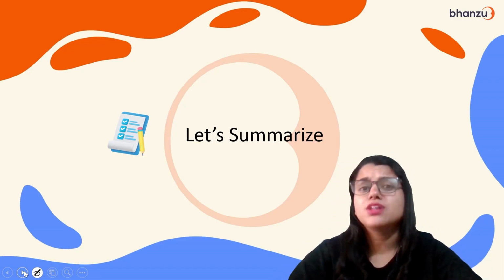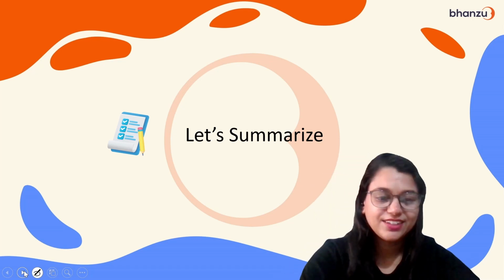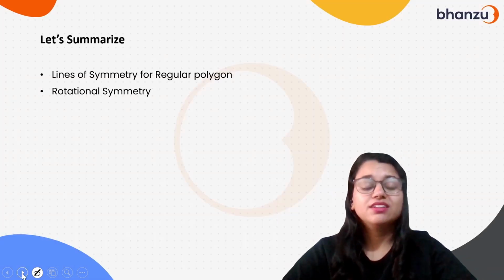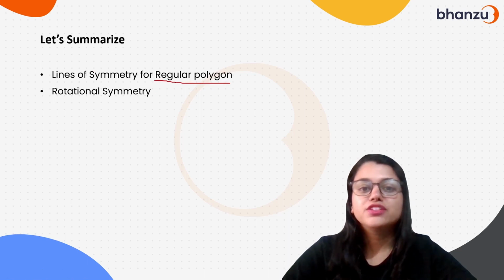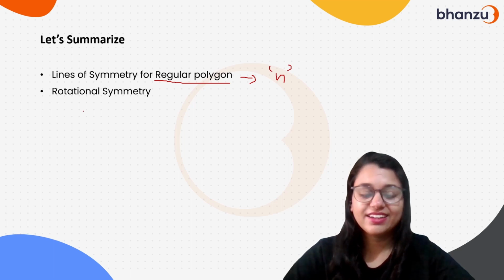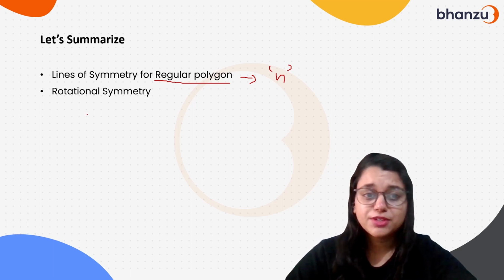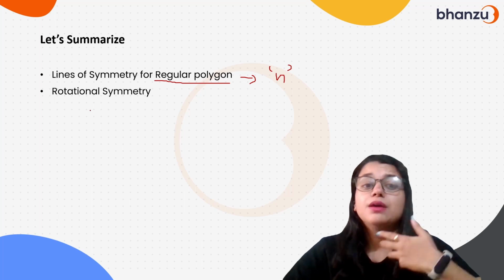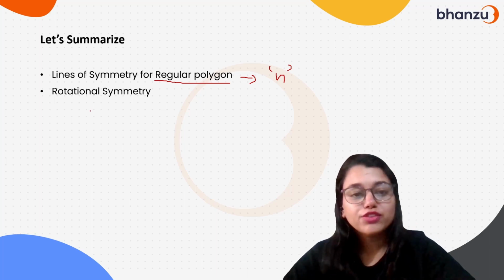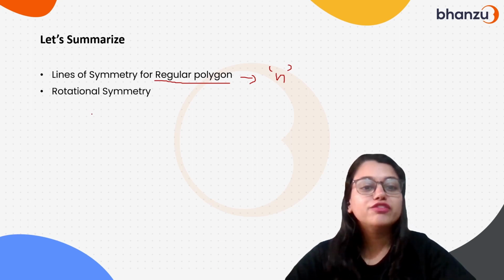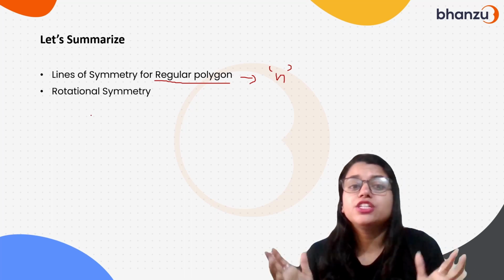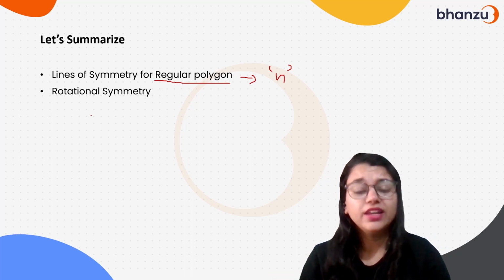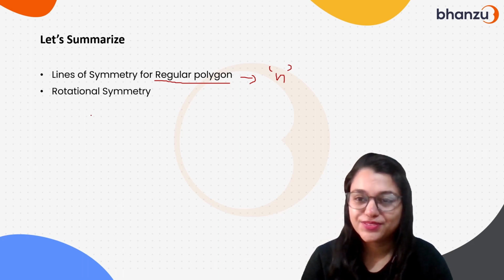Now students, it's time to summarize what we have discussed in the previous slides. So let us quickly discuss. We discussed first the lines of symmetry for regular polygons. We see that in the case of a regular polygon, the number of lines of symmetry is equal to the number of sides of the regular polygon, right? After that, we discussed rotational symmetry. That is, we discussed various parameters of rotational symmetry here, that is center of rotation, angle of rotation, order of rotation and direction of rotation, right? And also we discussed some special shapes like the circle, which possesses both line of symmetry and rotational symmetry, right?